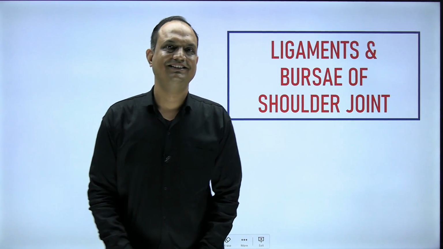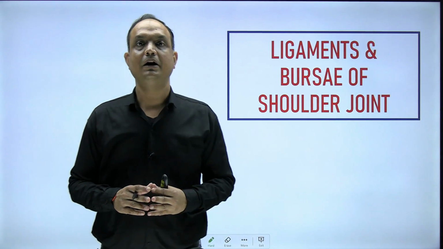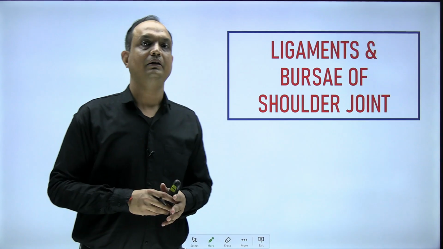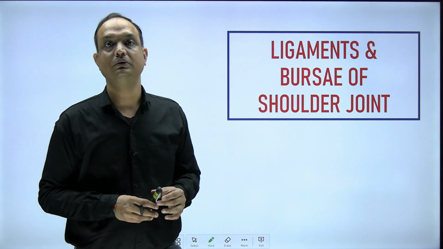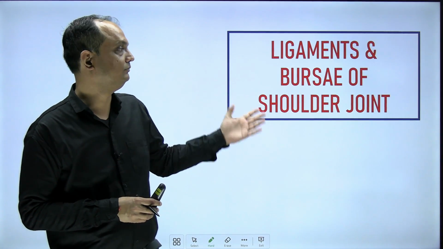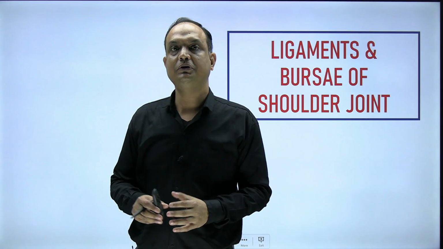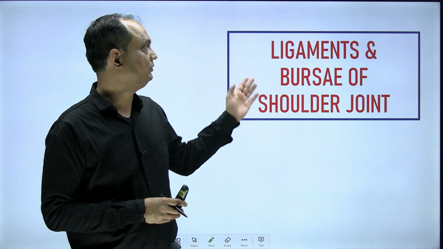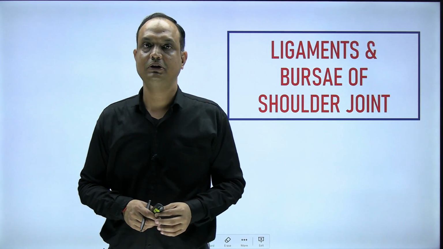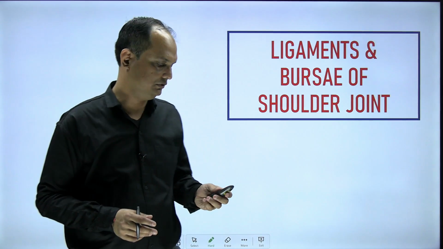Hello students. In continuation of part 1 of the shoulder joint, today in this session we'll discuss the different ligaments and the bursa of the shoulder joint. It's a separate short note for your exam. Write the short note on the ligaments of the shoulder joint or bursas around the shoulder joint.